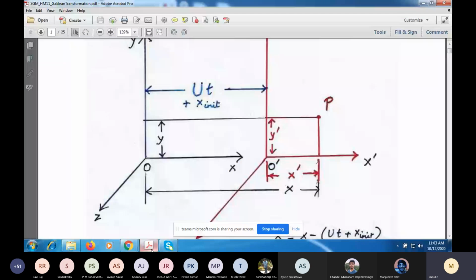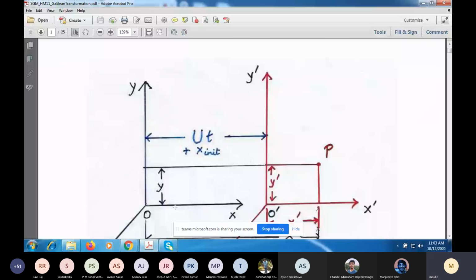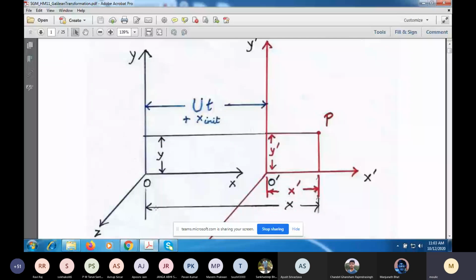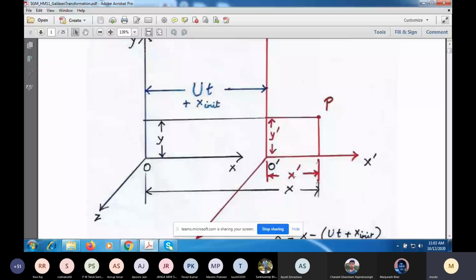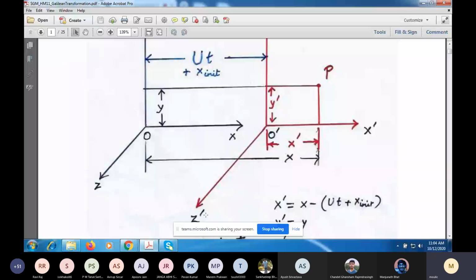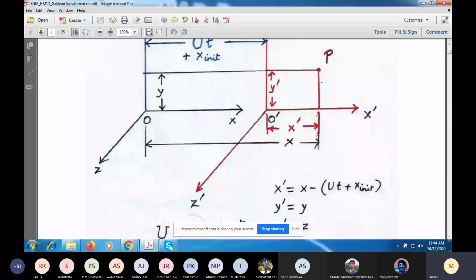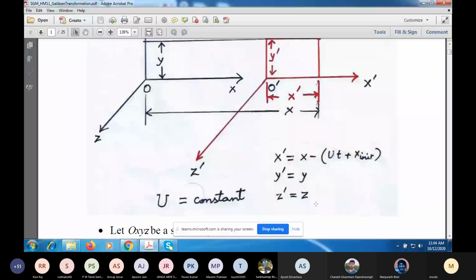Okay. So recall the Galilean transformation. We had a fixed coordinate system shown in black here, O, X, Y, Z, and a translating coordinate system, O prime, X prime, Y prime, Z prime, in red here. Now, coordinates of a point P may be described by the triplet X, Y, Z or the triplet X prime, Y prime, Z prime. And these, as we have seen before, are related in this way.